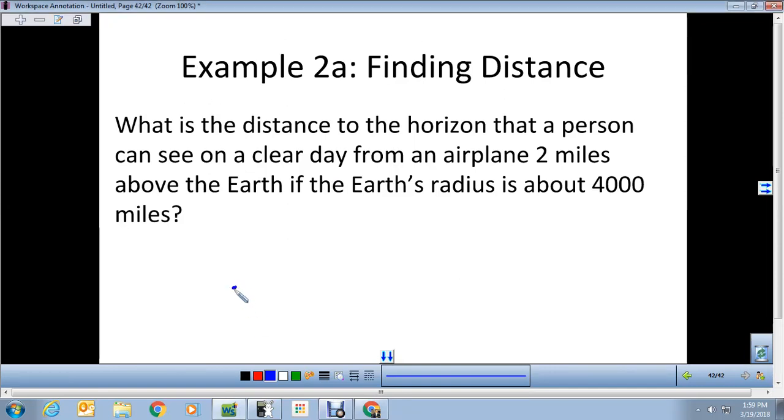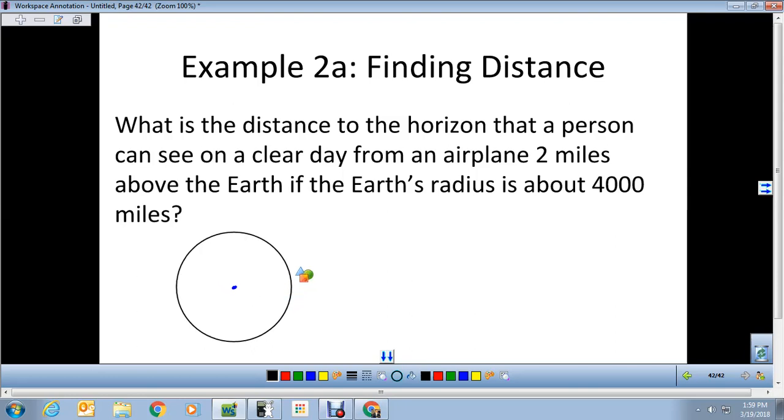So we start off with a circle. Then I'm going to draw a line from the center to just above the Earth's surface. This is going to represent the 2 miles right here that the airplane is above the Earth's surface. And then we're going to draw a line as best as possible that would be tangent to the circle, which means it's going to touch at one spot. And then I'm going to connect that point of tangency with the radius.